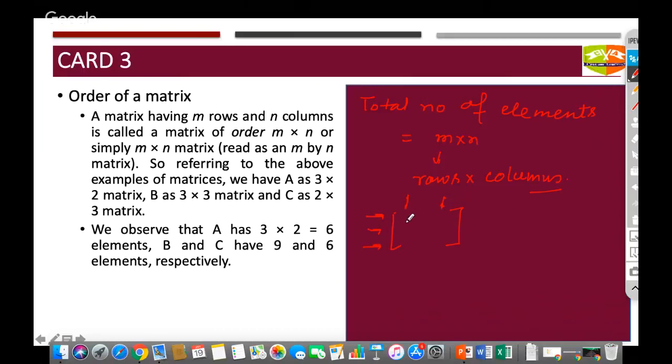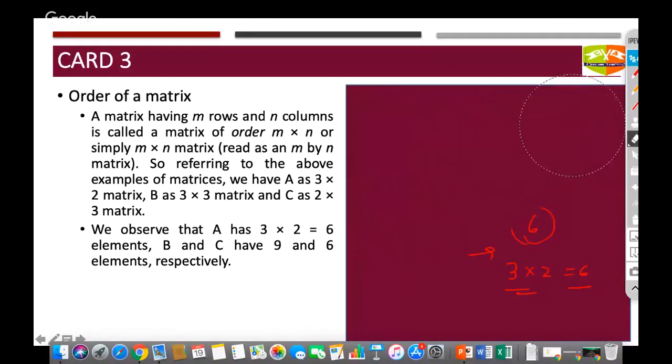So how many elements would be there? a1, a2, a3, a4, a5, a6. Just by writing the matrix, you can see that there are 6 elements, which is equal to 3 into 2. So the number of elements can be found by taking the number of rows and the number of columns and multiplying them together.